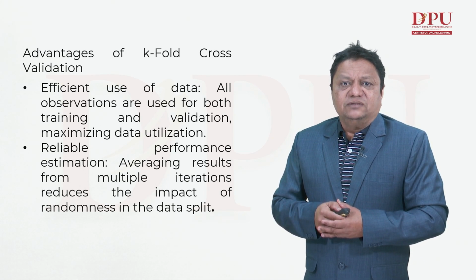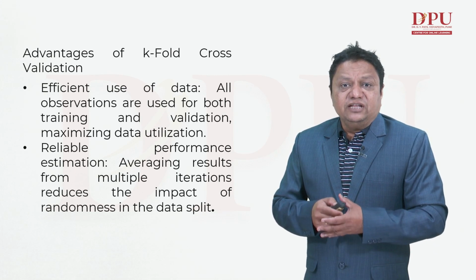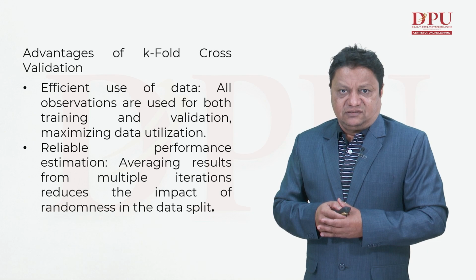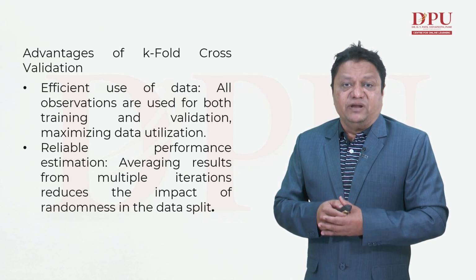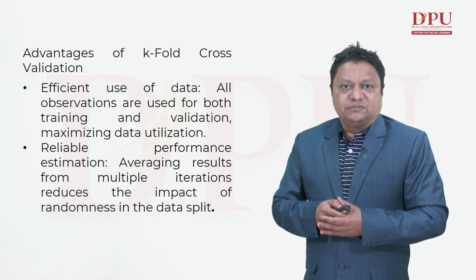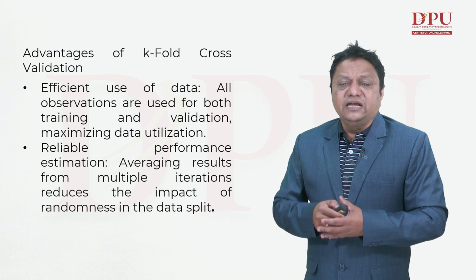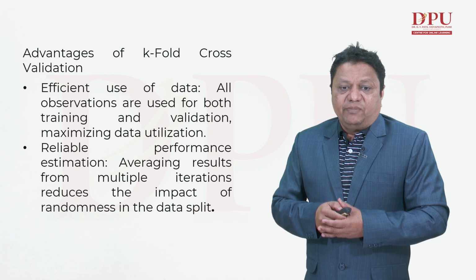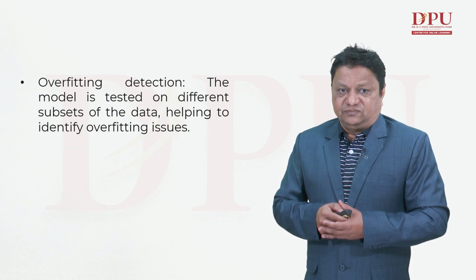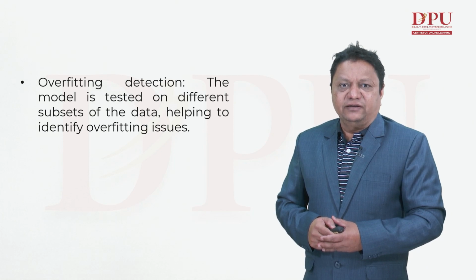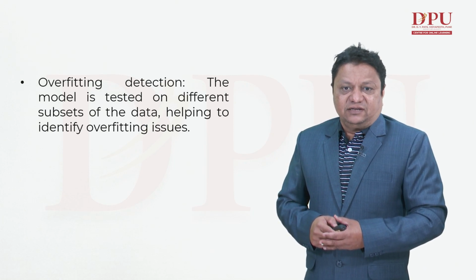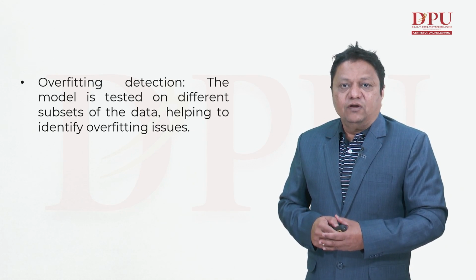Second, reliable performance estimation. Averaging the results from multiple iterations reduces the impact of randomness in the data split. So, when we average the performance measures, it reduces the impact of randomness in the data split, and reliable performance estimation is possible. The next advantage is overfitting detection. The model is tested on different subsets of data, so this helps reduce the possibility of overfitting your model.